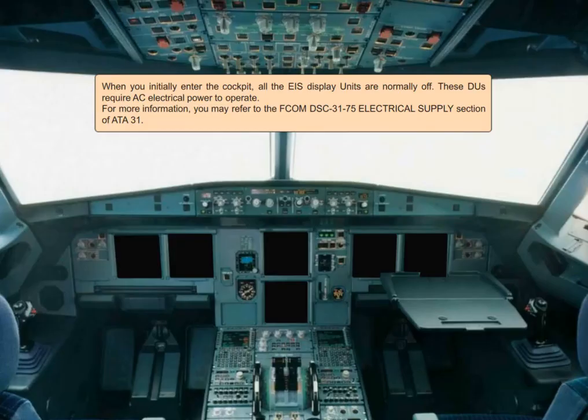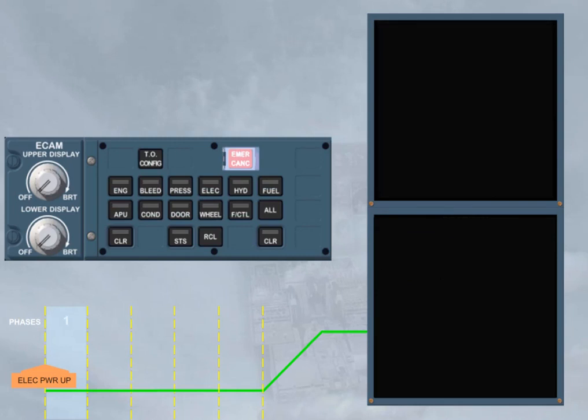When you initially enter the cockpit, all the EIS display units are normally off. These DUs require AC electrical power to operate. For more information, you may refer to the FCOM DSC 3175, Electrical Supply section of ATA 31. When the EIS DUs are turned on, the related DU will display an image only after the self-test is complete.